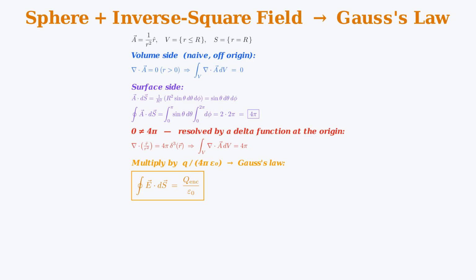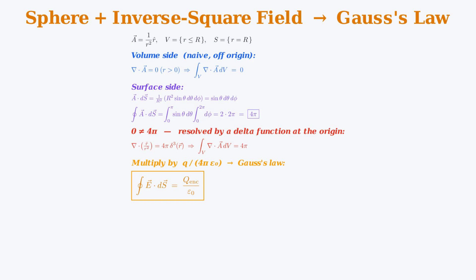On the sphere of radius r, A dot r hat equals 1 over r squared. The surface element of a sphere is r squared sine theta d theta d phi. So A dot dS becomes 1 over r squared times r squared sine theta d theta d phi. The r squareds cancel. We are left with sine theta d theta integrated from 0 to pi and d phi integrated from 0 to 2 pi. Sine theta from 0 to pi gives 2, d phi gives 2 pi, product 4 pi. The surface integral of A dot dS is 4 pi.